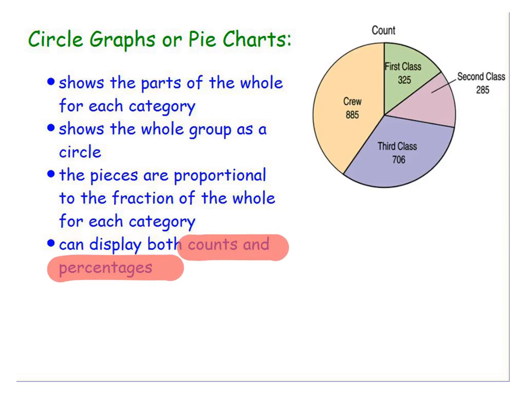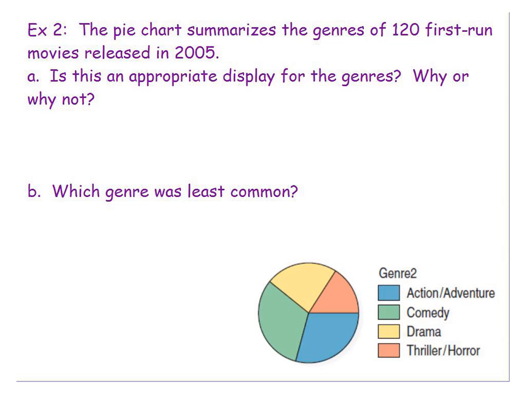Make sure that you can have either counts or percentages. So I know most people think of circle graphs as displaying percentages, which is the common display. But as you see on this side picture here that I gave you, this shows you the counts instead of the percentages. Either are acceptable. So let's take a look at just some basic reading of a circle graph. We have an example here. This pie chart summarizes the genres of 120 first-run movies released in 2005.